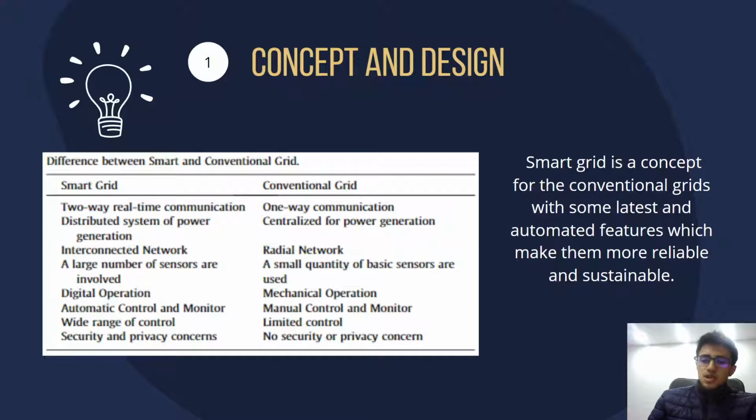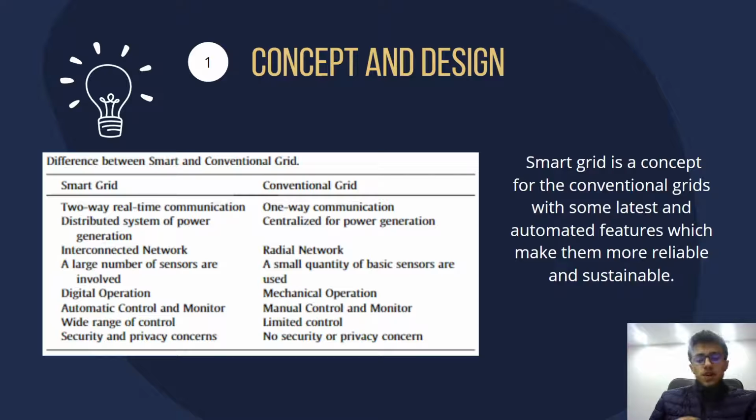Okay, let's see the concept. A smart grid is a concept for the conventional grids with some latest and automated features which make them more reliable and sustainable. And we have here a table with the differences between a smart grid and a conventional grid. Do you remember the last figure? Let's see this. Two-way real-time communication in the smart grid and one-way communication in the conventional grid.